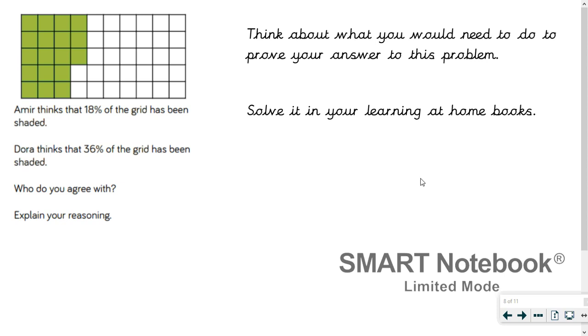Amir thinks that 18% of the grid has been shaded. Dora thinks that 36% of the grid has been shaded. Who do you agree with and explain your reasoning?